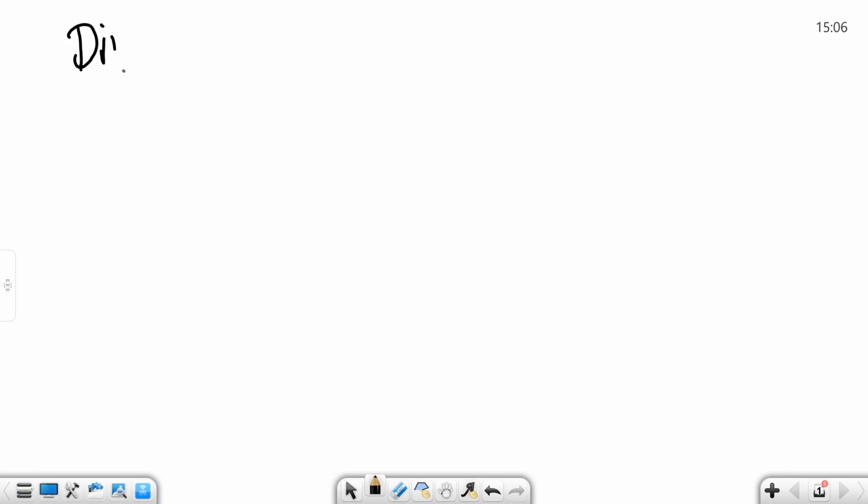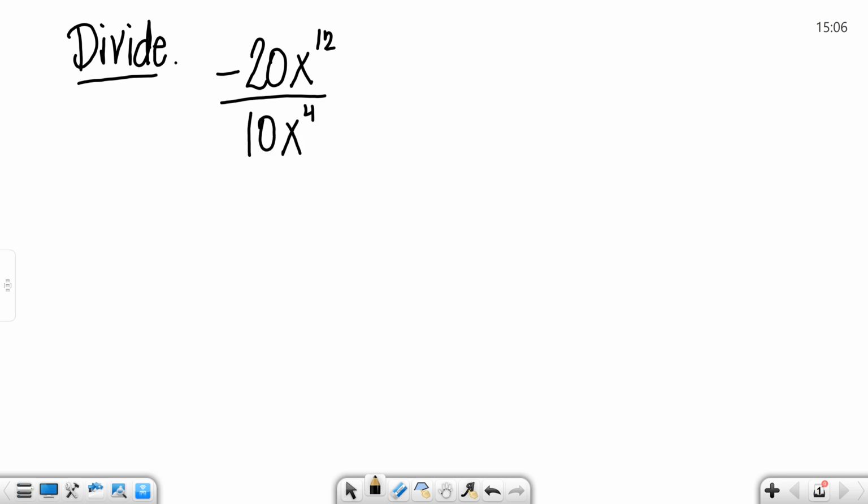Okay, this time we're going to go and divide. We're actually going to do some division. So if I had negative 20x to the 12th divided by 10x to the 4th. Now this gets a little confusing for people when there's numbers sitting out front. So this is completely your option, but if I take the two numbers and let's sit them out front, and then I say times, now if I look at my variables, I've got 12 minus 4.